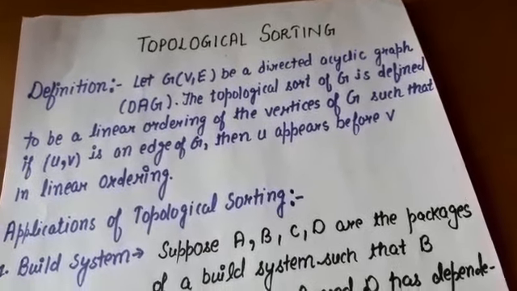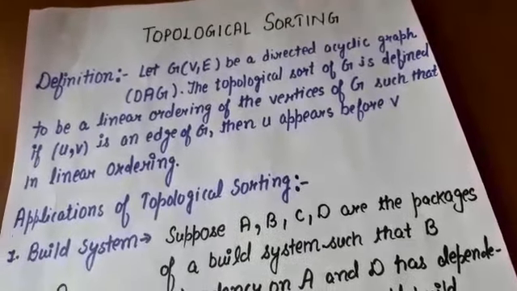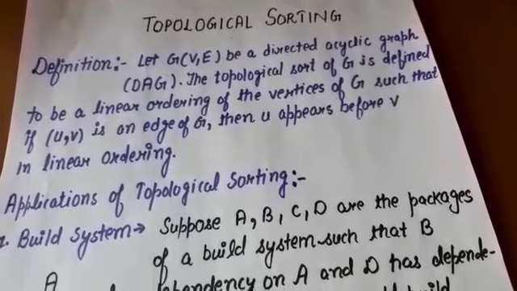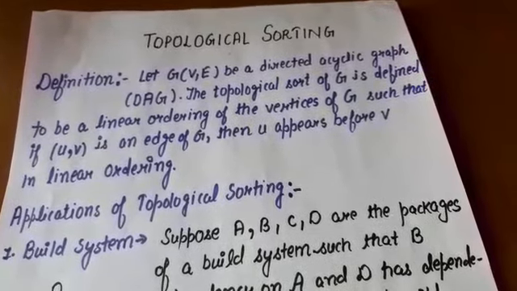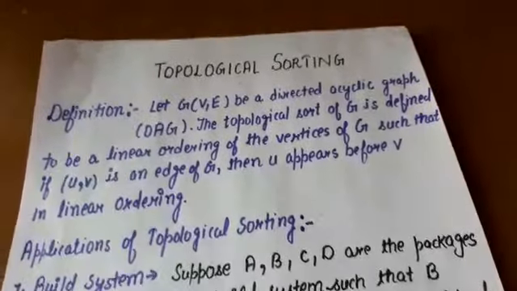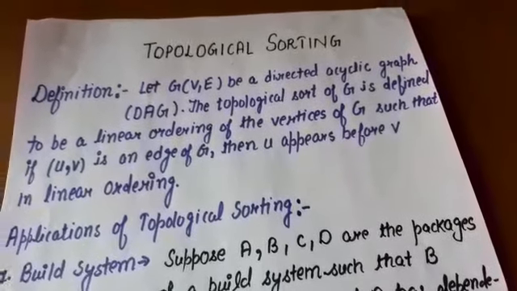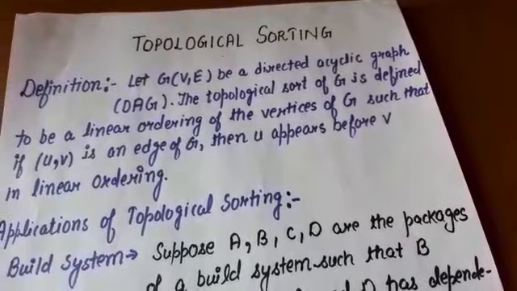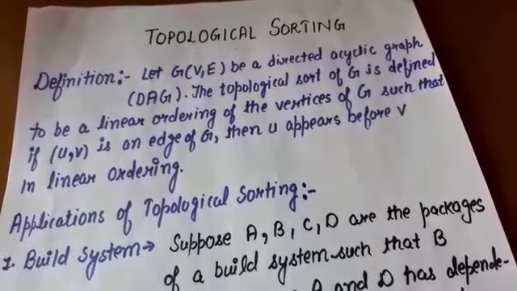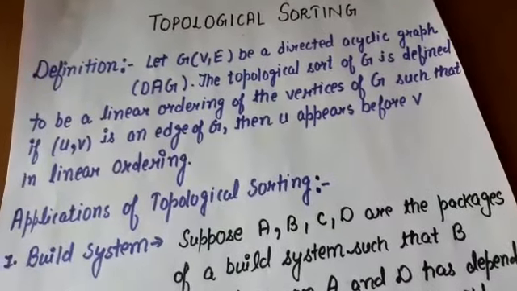Good afternoon, students. Today we will discuss the topic of topological sorting. So let's see the definition first. Suppose G is a directed acyclic graph. Here you have to consider that the graph should be directed acyclic, that is also called a DAG, right?